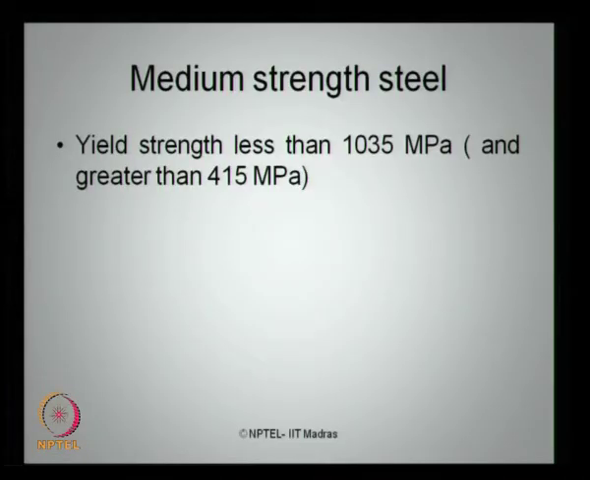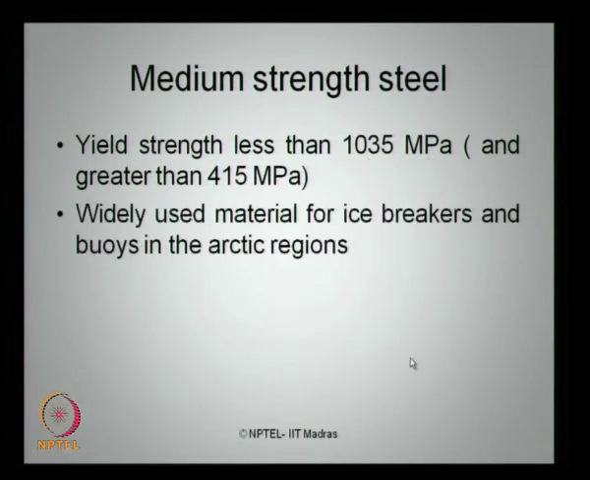For example, ASTM A242 and A441 are widely used for pressure vessels. If you look at the medium strength steel, the yield strength varies from 415 megapascal and goes till 1035 megapascal. It is widely used as material for ice breakers and buoys in Arctic regions.